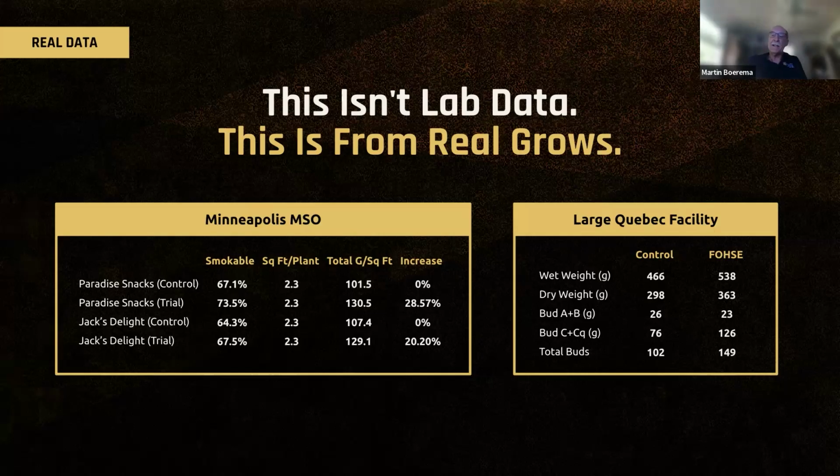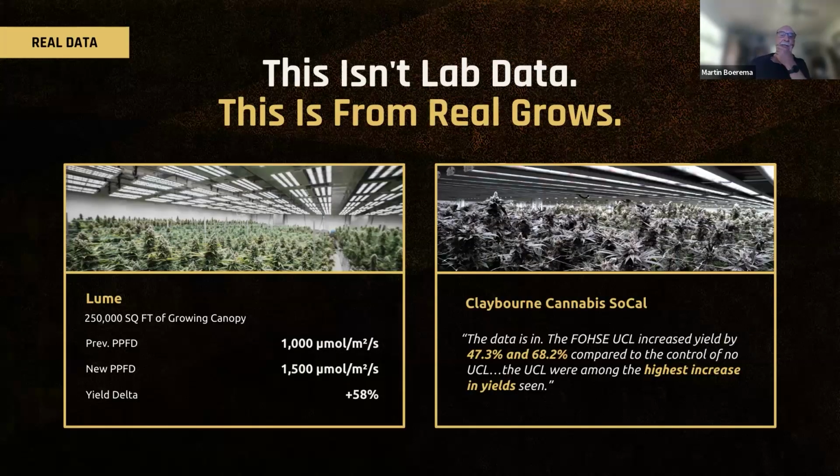Not that I would do this exactly necessarily, but in their case, it was still a positive result. Another facility, this is actually more conventional, Loon, Michigan. They went from 1,000 micromoles to 1,500 micromoles, and combined with some environmental and irrigation improvements, they were able to get a 58% increase in yield.